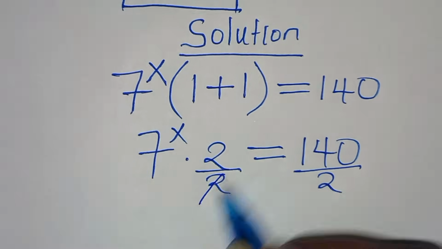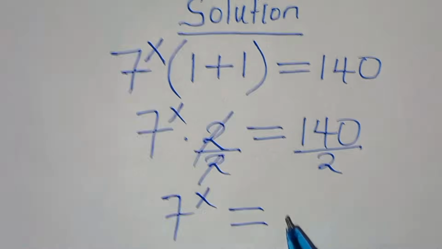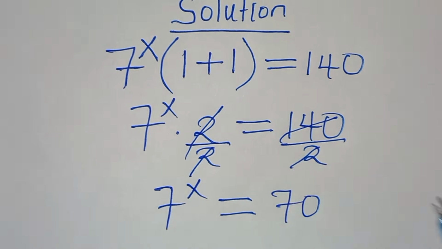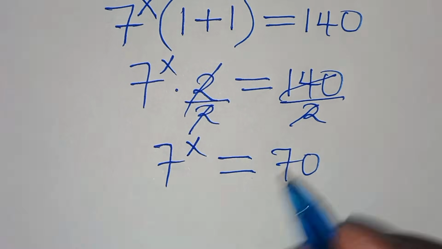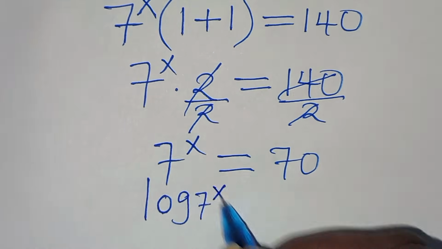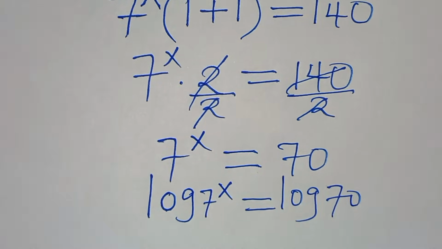So that now, here we have 7 to the power of x. This is equal to 140 divided by 2. And this is equal to 70. To solve for x here, we introduce logarithm on both sides. So we have log 7 to the power of x. This is equal to log 70.